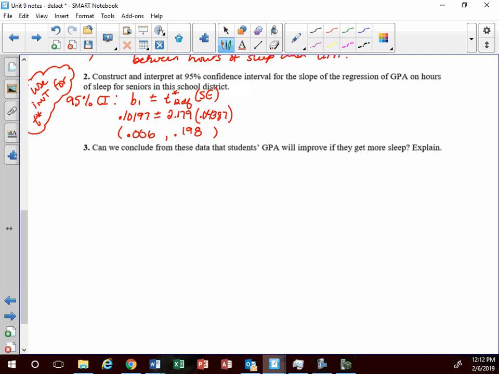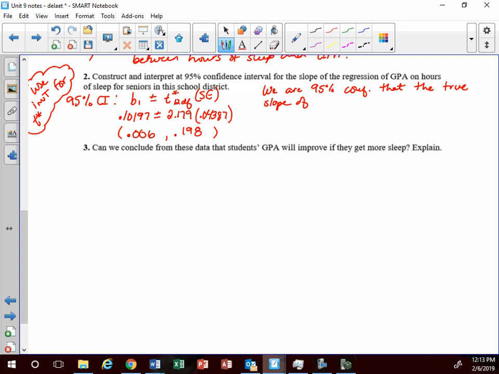Okay. So is everybody okay with coming up with the confidence interval? Remember how to write a conclusion about a confidence interval. What do we say? We are 95% confident that the true GPA of... not quite the true GPA. I like how you started though. We are 95% confident the true slope of the regression is between 0.006 and 0.198.